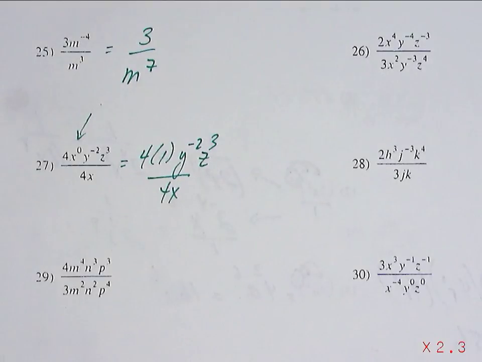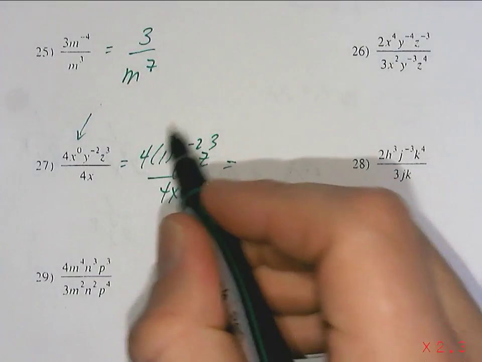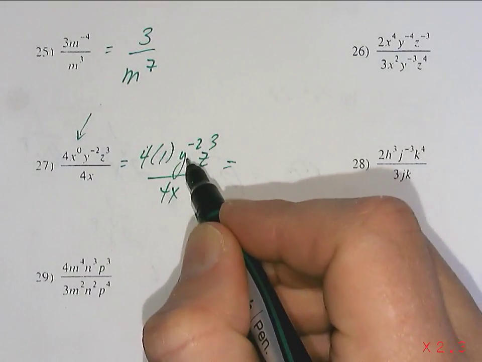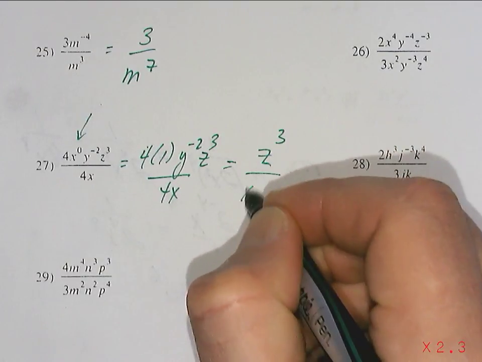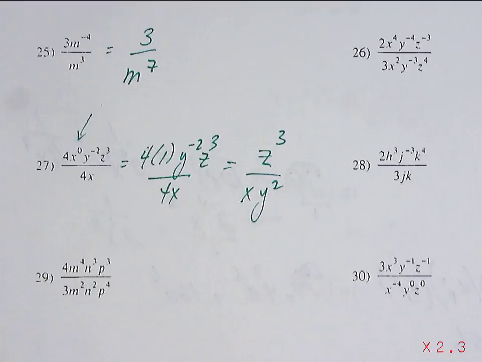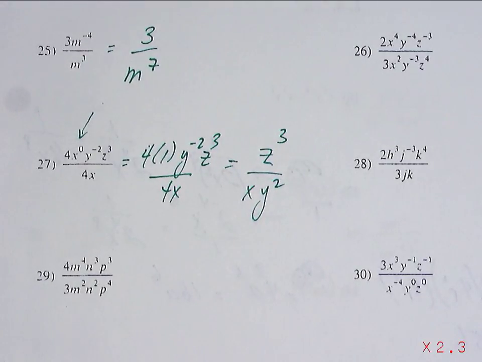It actually looks like that. Do we need to write the 1? No. But that's what's happening. All right, so what's really going on? We've got the 4 and the 4 being reduced. We've got the y going down to the bottom. So I think you're going to be left with z3 over xy squared. Anyone agree with me? Okay.